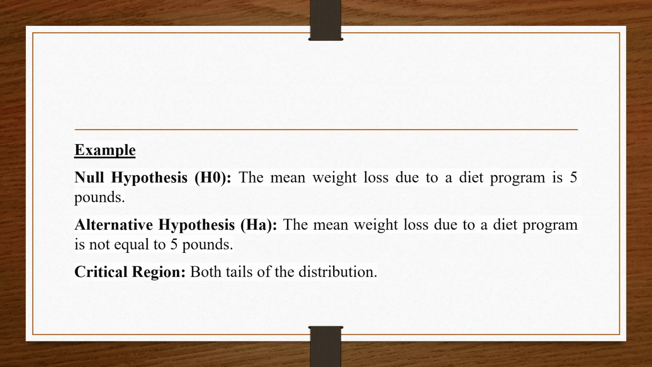Now again, let's consider an example of a two-tailed test. The null hypothesis can be that the mean weight loss due to a diet program is 5 pounds, as claimed by a company. And the alternative hypothesis can be that the mean weight loss due to the diet program is not equal to 5 pounds. That is, it can be either greater than 5 pounds or less than 5 pounds. And the critical region lies on both tails of the distribution.